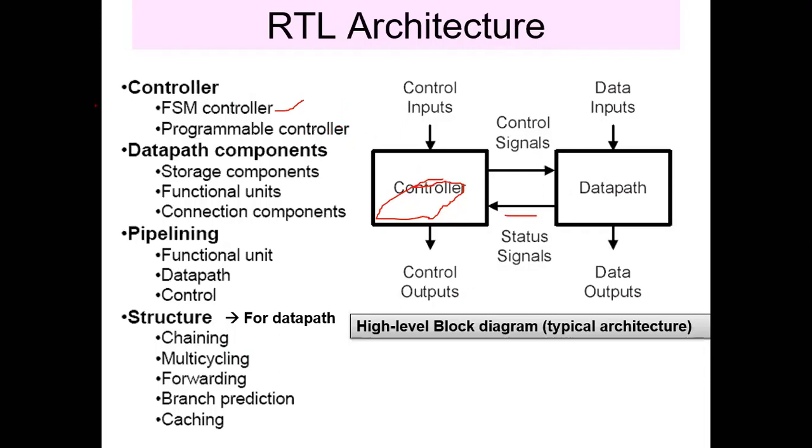Then for complex designs, we can have another type of controller, that is the programmable controller. In a programmable controller, we have a program, or program memory. We store the controller program in the program memory, and depending upon the current situation or the input, the address of the next instruction to be executed is found based on the input, and that instruction is executed. That is a programmable controller.